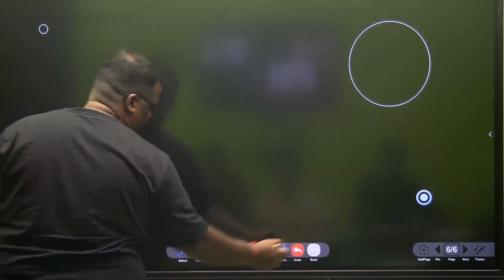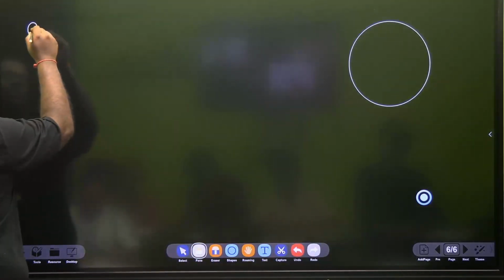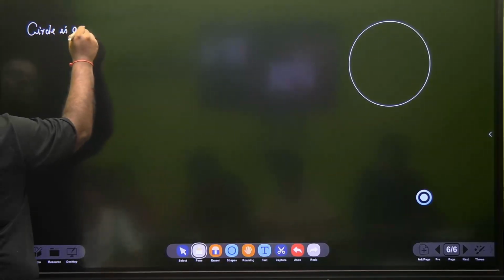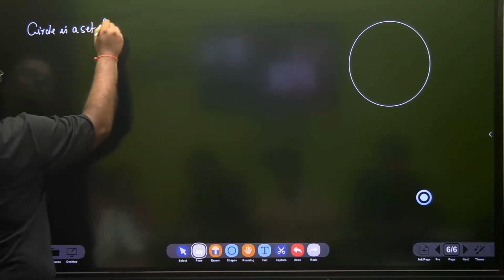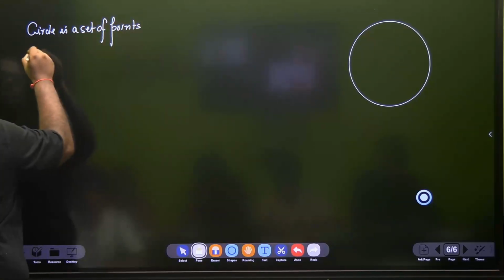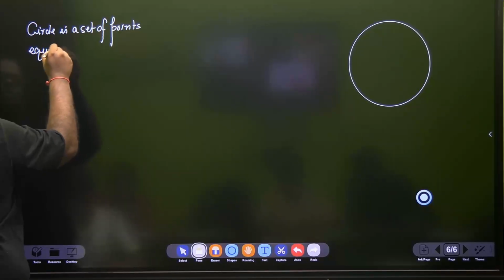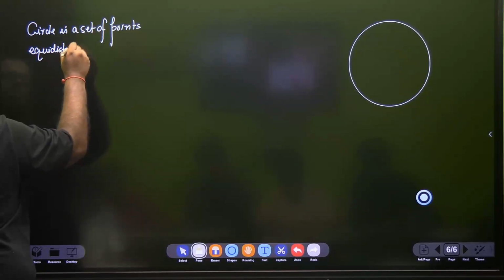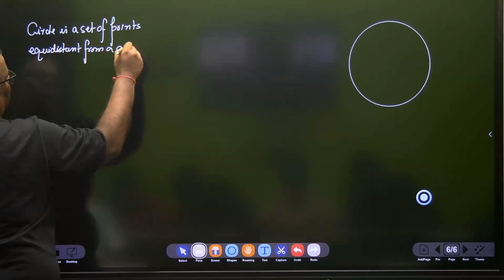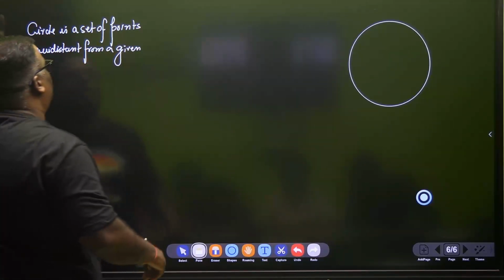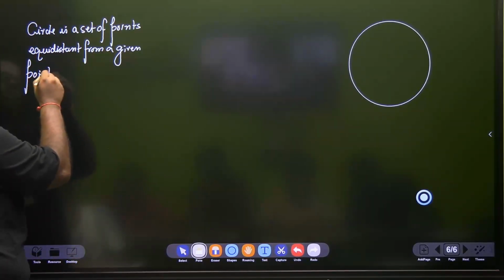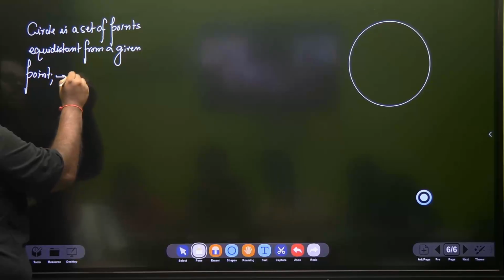Okay. So we say a circle is a set of points equidistant from a given point. These we will not say when we study the circle chapter again in analytical geometry. Equidistant from a given point, and the given point is known as the center of the circle.